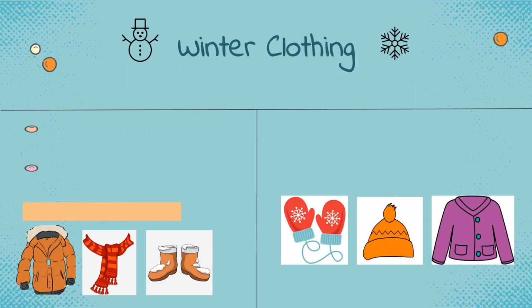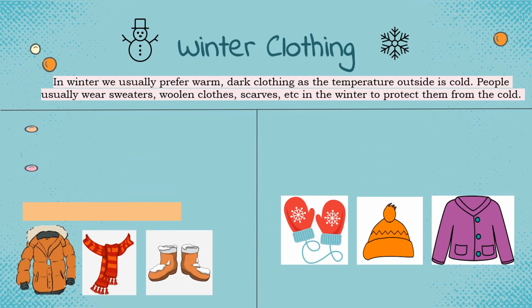Some examples of winter clothing. In winter, we usually prefer warm, dark clothing as the temperature outside is colder. So people would usually wear sweaters, woolen clothes, scarves, and other things in the winter to protect them from the cold, because you want to keep all of the heat you have trapped in your body. You want to keep warm.